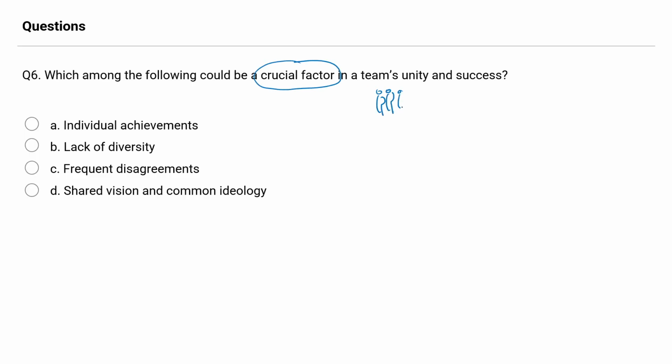Okay. If you have a team around you, what could be the crucial factor of the success and the unity of the team? Okay. Is it individual achievements, lack of diversity, frequent disagreements, or shared vision and common ideology? I think it's a very direct one. You can take a minute, let me know. It's a very direct question. It does not require the entire content to recall. You'll be able to answer it if you have gone through the content. So just take a minute, reflect upon, and let me know.